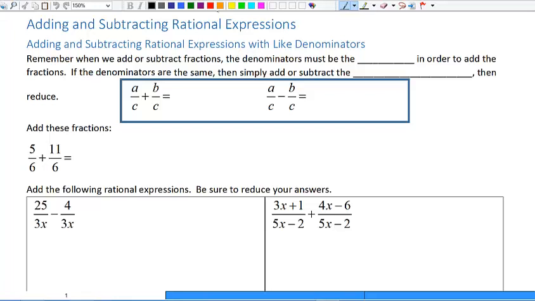Today's lesson is on adding and subtracting rational expressions. First we're going to start with adding and subtracting rational expressions with like denominators. Remember, when we add or subtract fractions, the denominators must be the same in order to add the fractions. If the denominators are the same, then simply add or subtract the numerators and then reduce.